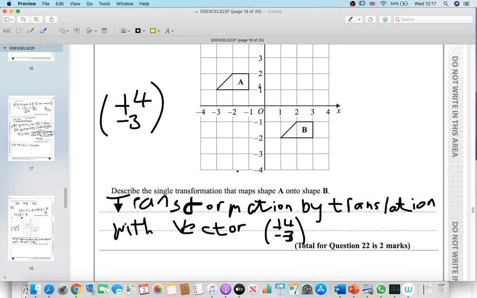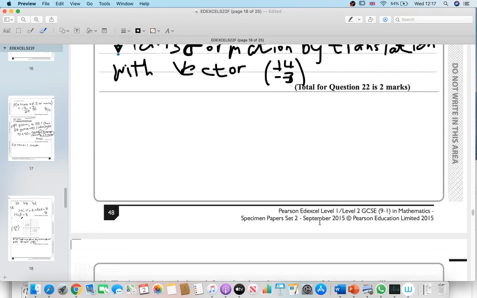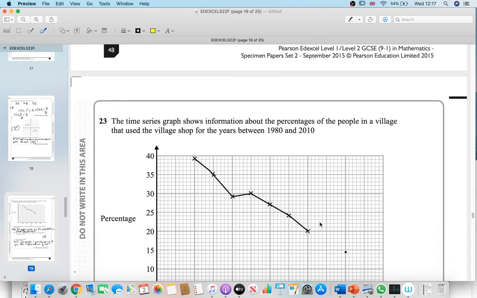Translation means that I'm just shifting it. Okay, right, guys. Question number 23.